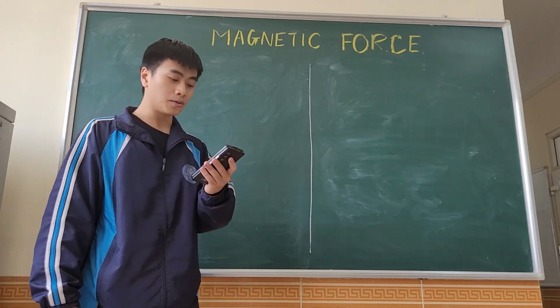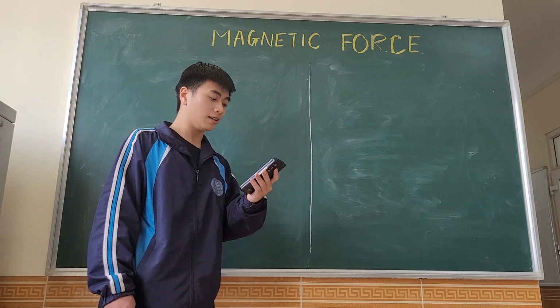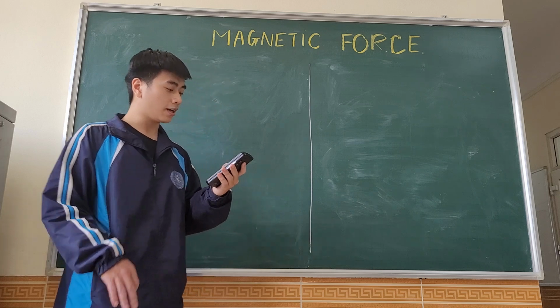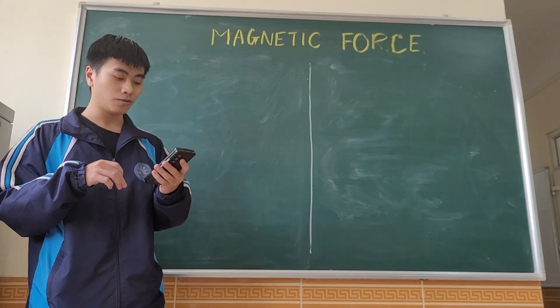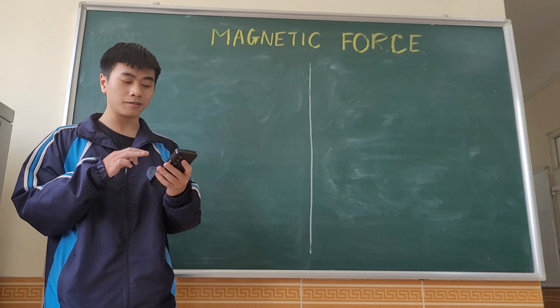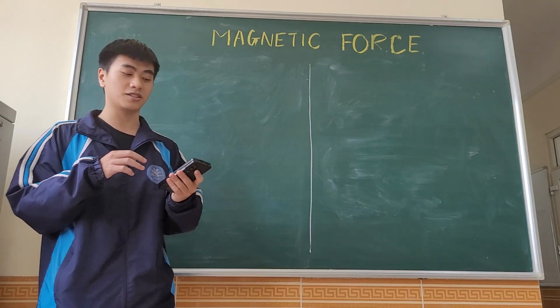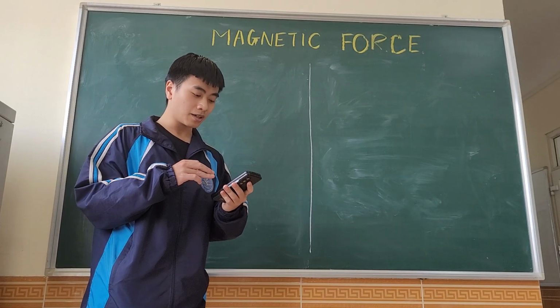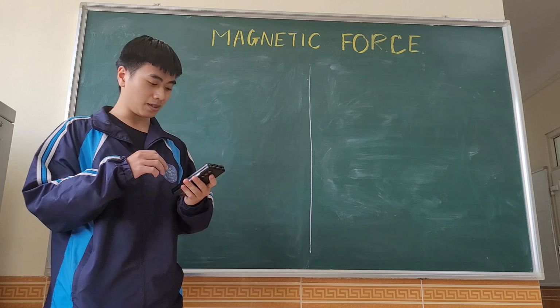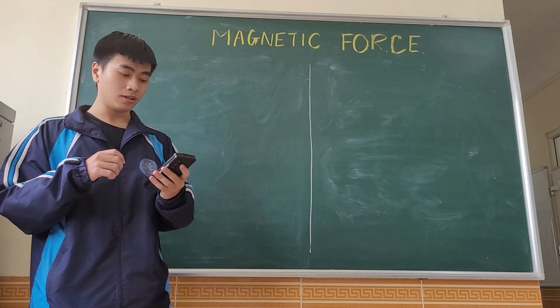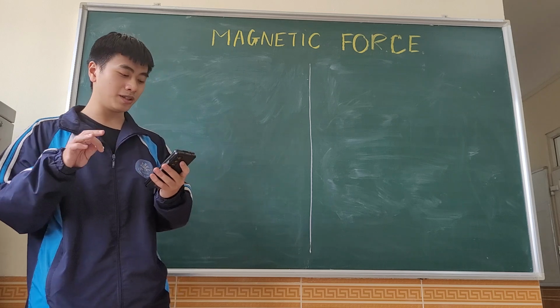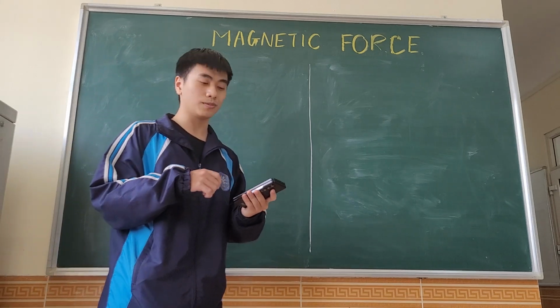Based on the data table, we can see that the ratio F over L times sine alpha remains constant when the magnetic field intensity is unchanged. This is the magnitude of the magnetic field B. Next, the groups will have 7 minutes to complete worksheet number 2.